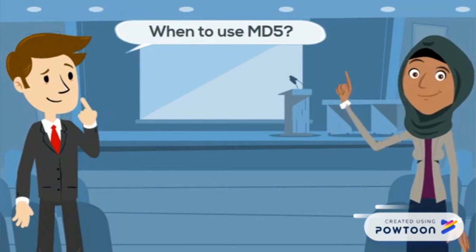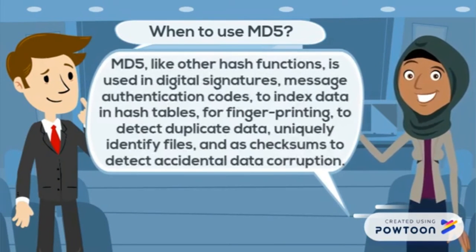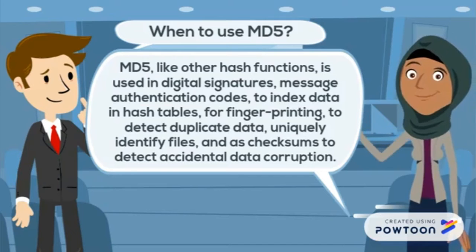When to use MD5? MD5, like other hash functions, is used in digital signatures, message authentication, codes, to index data in hash tables, for fingerprinting, to detect duplicate data, uniquely identify files, and as checksums to detect accidental data corruption.